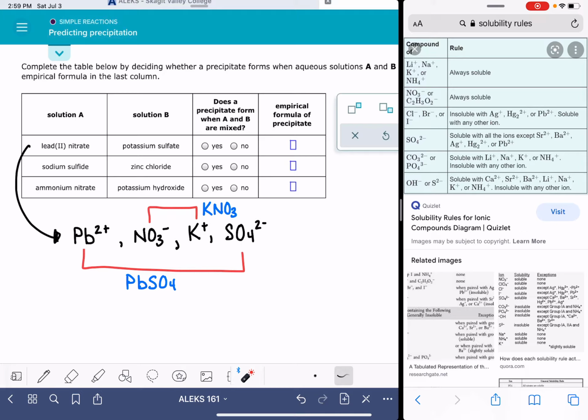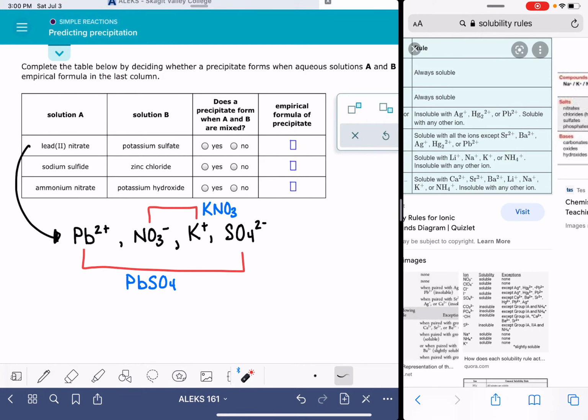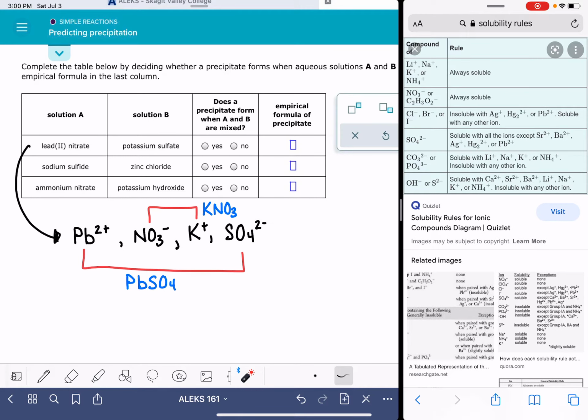In general, with solubility rules, you always want to start at the top of the table and work your way down, which means we want to look at this rule first, and this rule does not apply to PbSO4. So now we want to look at this rule, doesn't apply. This rule doesn't apply. Oh, here we have the next rule. We have an SO4. And if we read over, the rule says soluble with all of the ions except for blah, blah, blah. Pb2+ is one of them. So that means PbSO4 is not soluble.